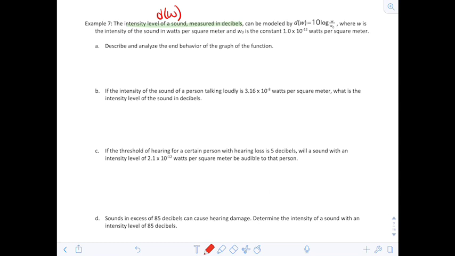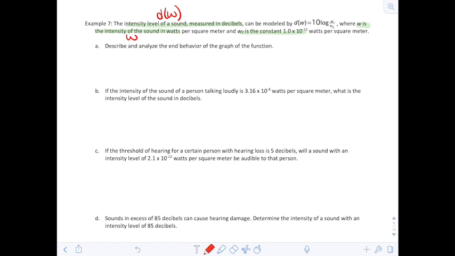Then we have that function, and then it says that w is intensity in watts. So when we're talking about intensity in watts, that's w. And then w naught is this constant, so that never changes. That's not a variable, it's always going to be the same. So A says to describe and analyze the end behavior of the graph of the function.